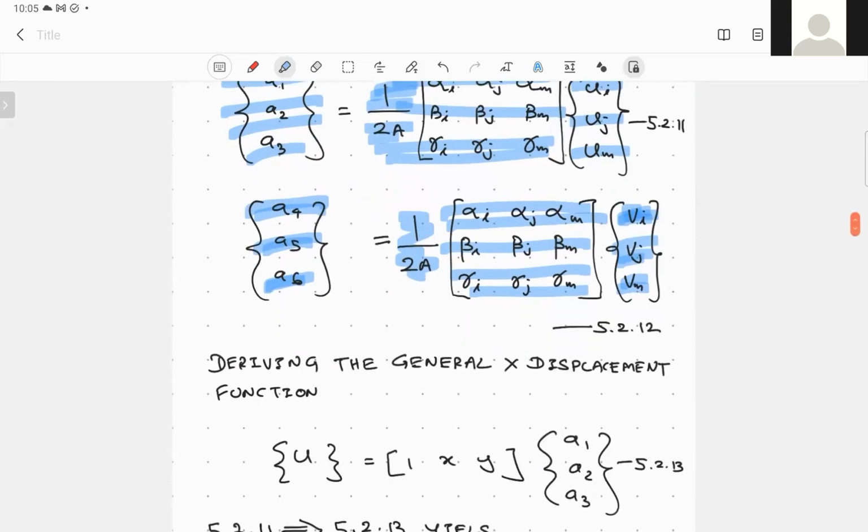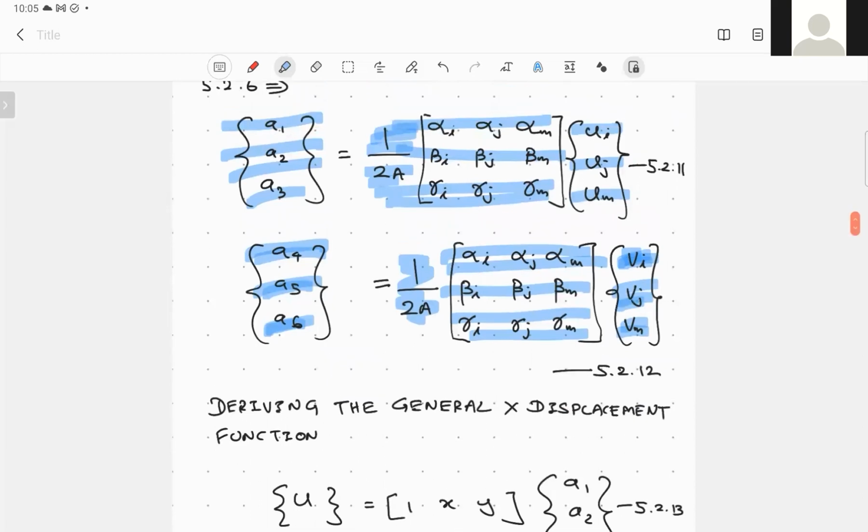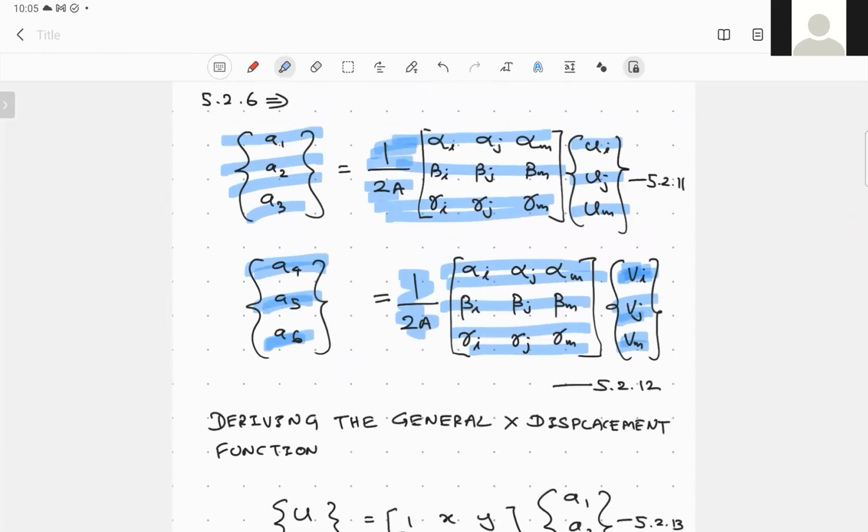So now you have obtained the coefficients, or the a values, which characterize the displacement functions in the x and y directions.